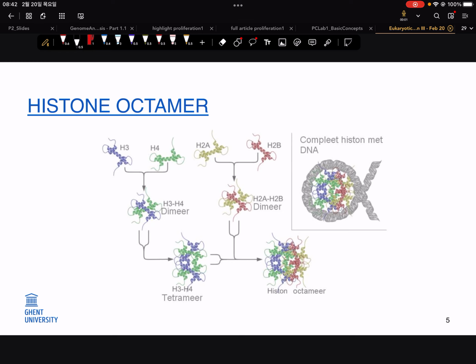They make dimers. So H2A and H2B make a dimer. H3 and H4 make a dimer. Then those two, again, pair with each other. Two dimers make a tetramer. These two, again, two dimers make a tetramer. Then you have 2 tetramers that compose the octamer.